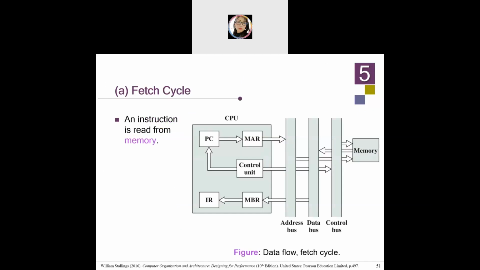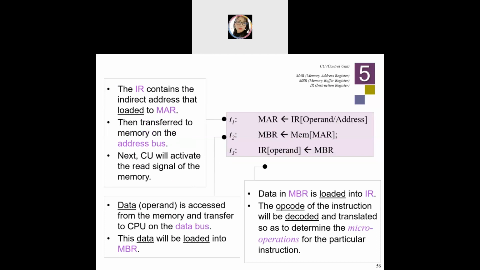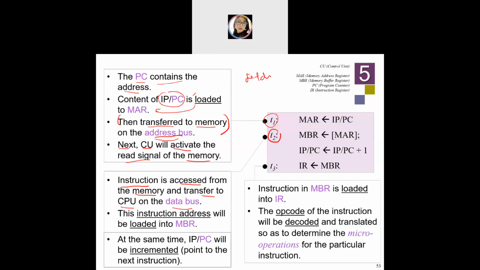So the instruction will be fetched back from the memory, and memory will be using a data bus to go back to the CPU. Go to the CPU first, okay? So this is the CPU. After that, this instruction will be loaded into your MBR. So you send it to the CPU using the data bus, and it is going to be loaded into your MBR.